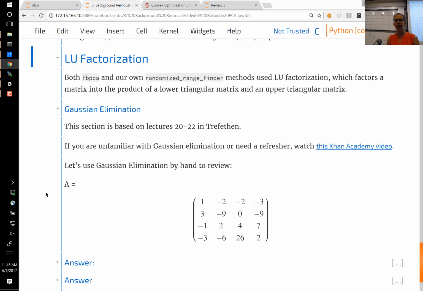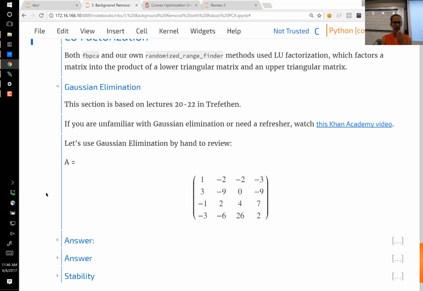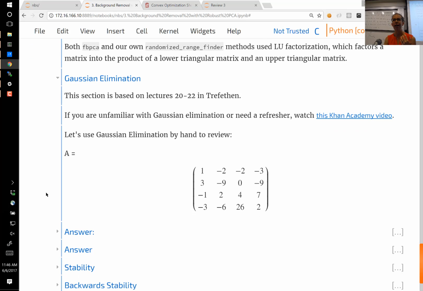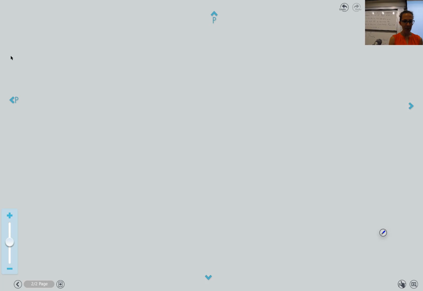LU factorization factors a matrix into the product of a lower triangular matrix, that's the L, and an upper triangular matrix, which is the U. And then I wanted to check who remembers Gaussian elimination, and then who wants more review on Gaussian elimination. Okay, so I'm going to go through one example, and if you want to see a second example, let me know, because I know it may have been a very long time since you've done Gaussian elimination, depending on when you took linear algebra last.